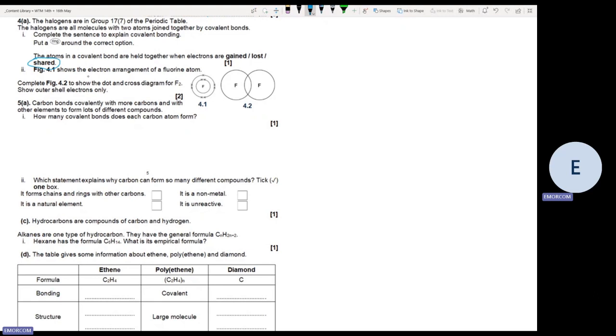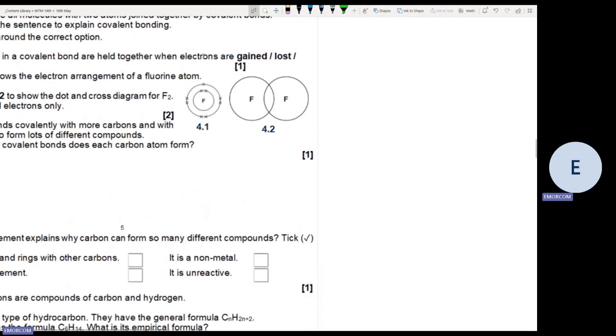Part 2 says figure 4.1 shows the electron arrangement of a fluorine atom. Complete figure 4.2 to show the dot and cross diagram for F2, show the outer electrons only. So I only need to worry about the electrons that are in the outermost shell, and then I can see that there is one electron here that doesn't have one that is shared.